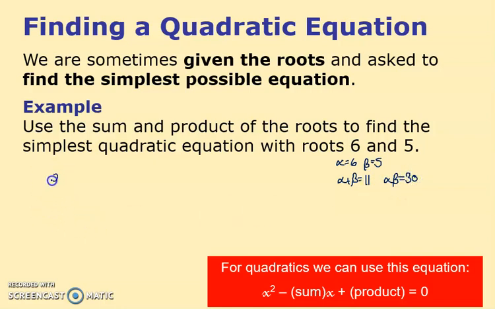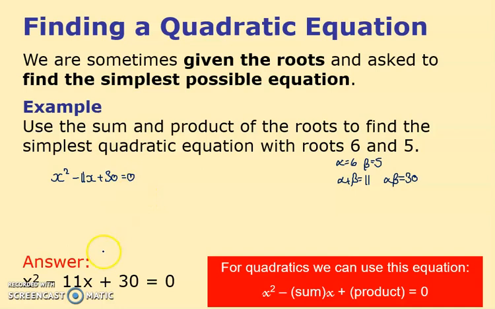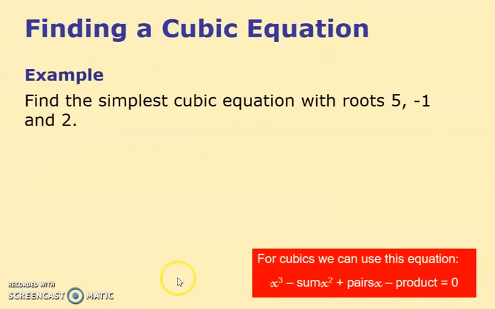So we chuck into our equation x squared. It's always x squared at the front, on the quadratic at least, minus the sum. What was the sum? It was 11. Minus 11x plus the product, 30, equals 0. And that's relatively easy. That's not hard at all, as long as you remember this formula. It's pretty easy to do. x squared minus the sum x plus the product equals 0. And it's always equals 0. You need to show that it equals 0.